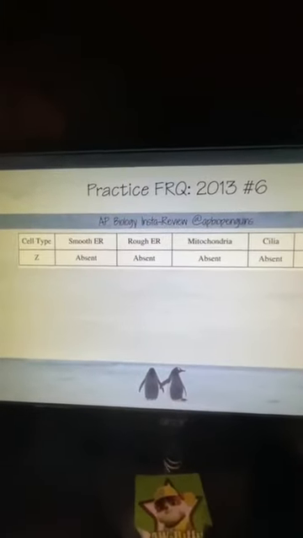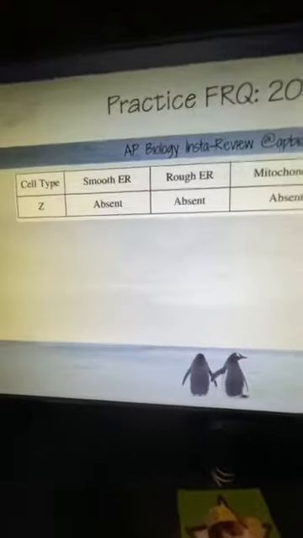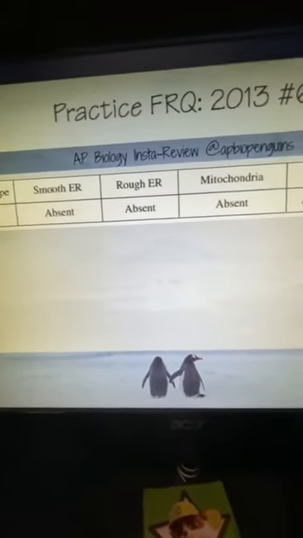So the last one is the one that students never get. And so this one is weird. It is missing all of the organelles. You don't have smooth ER, you don't have rough ER, you don't have mitochondria, you don't have cilia, you don't have Golgi.